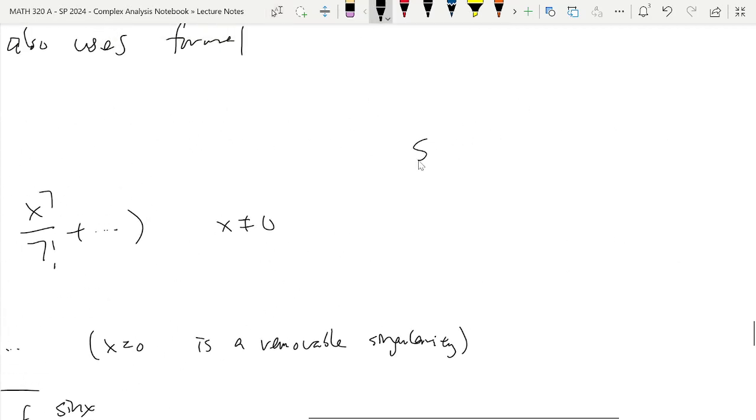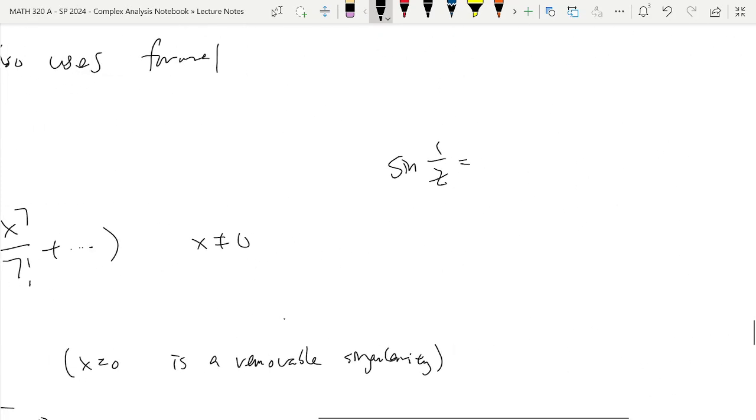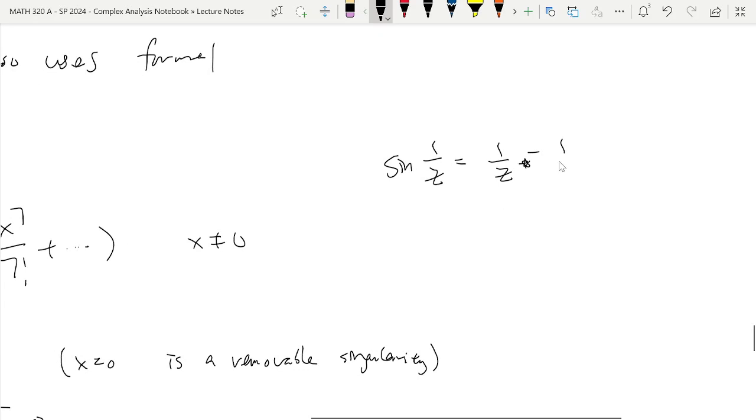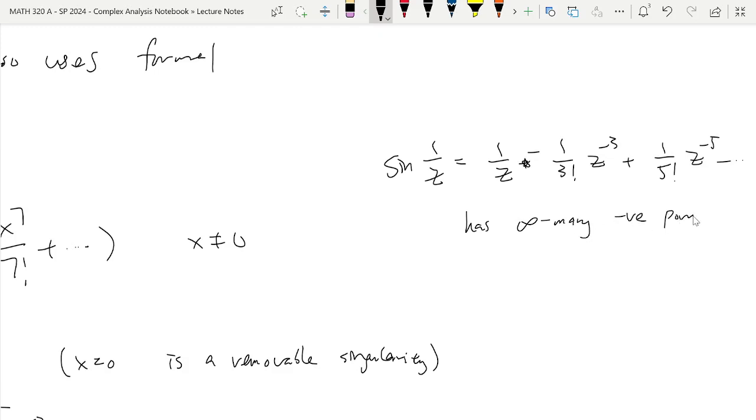And then for this kind, sine of 1 over z, which is going to be reversing it: 1 over z minus 1 over 3 factorial z to the power minus 3, plus 1 over 5 factorial z to the power minus 5, and so on. It has infinitely many negative powers. Then in this case, z equals 0 is called an essential singularity.